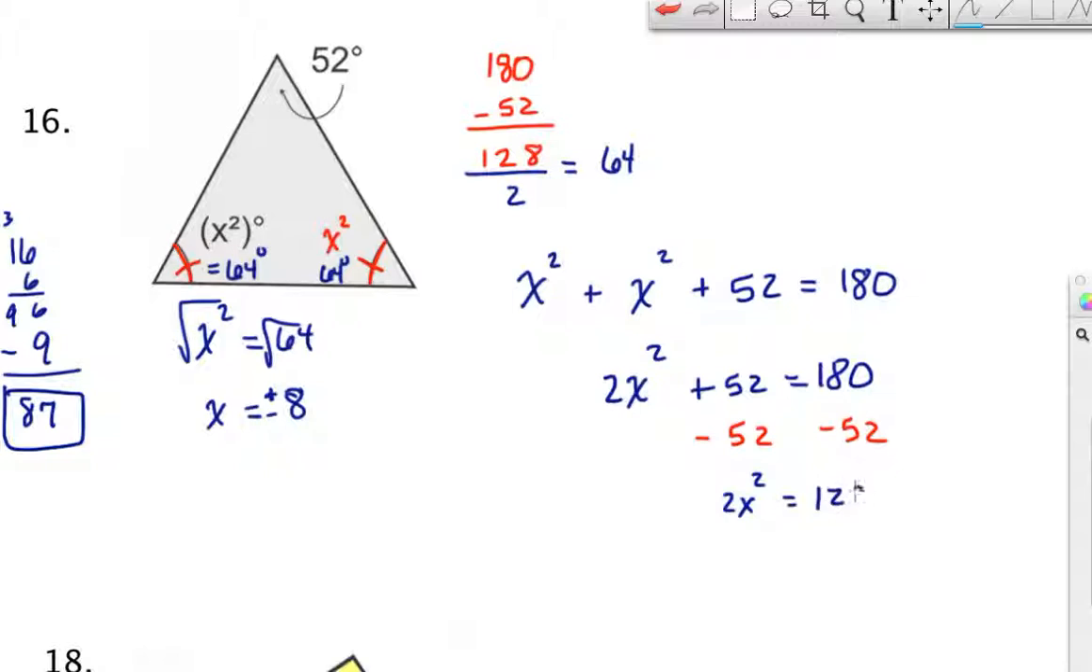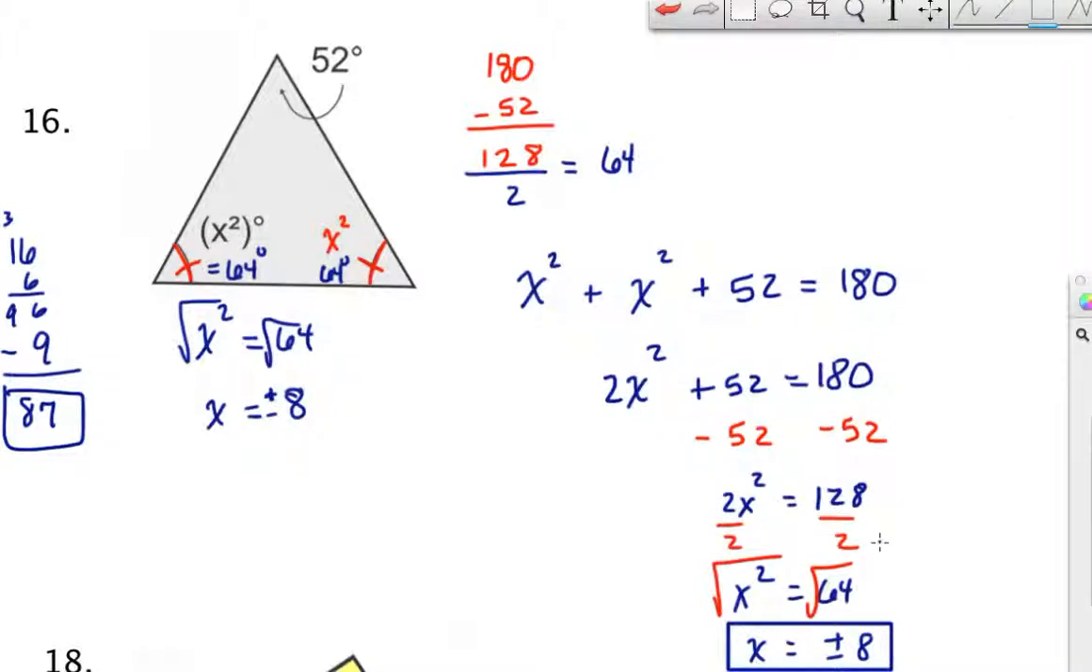This is 128. Then what happened? He divided by what? 2. X squared equals 64. And then the last step is to take the square root. And actually you get plus or minus 8 for this answer. Your answer could be negative, because what happens when you square a negative number? It becomes positive. Okay, so our angles are 64 and 64, and the value of x is plus or minus 8.